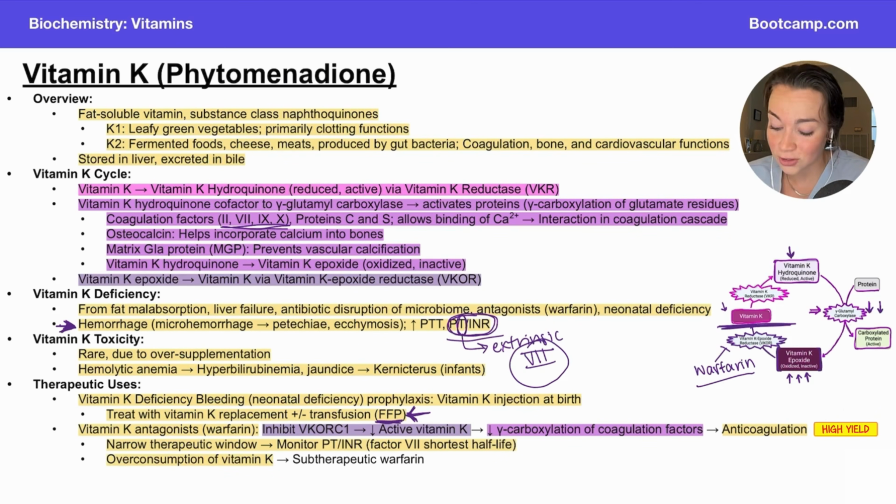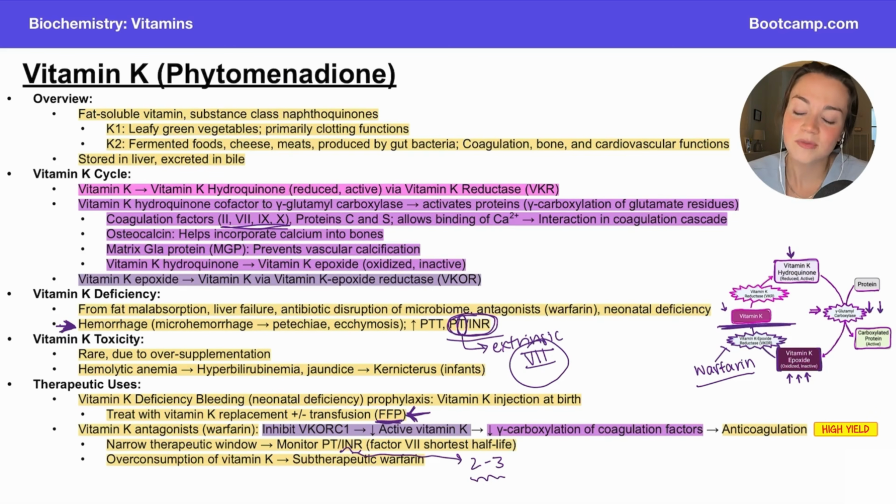The other thing to know about warfarin is if you overconsume vitamin K, if you're eating too many of those leafy greens, you can get subtherapeutic warfarin. If you put more vitamin K into your body than the warfarin can block, then the warfarin's not going to be able to tackle all that extra vitamin K, and you'll be subtherapeutic. An INR of 2 to 3 is usually your sweet spot for anticoagulation. Sometimes you can see it a little higher in certain contexts, but this is usually what you're looking for. Anything lower than that is subtherapeutic, and anything too much higher than that is going to be supratherapeutic.